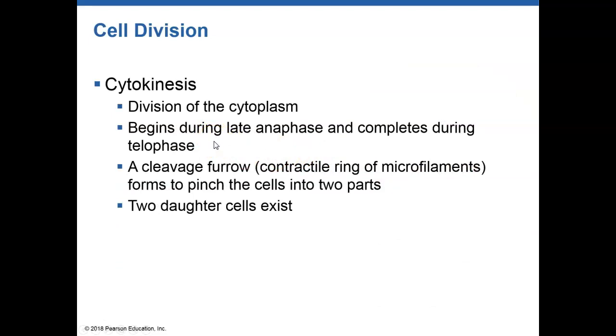And so cytokinesis is what produces the two daughter cells because it breaks the cells into two sides or two halves. This produces two identical daughter cells. This entire process produces two identical daughter cells from one parent cell.